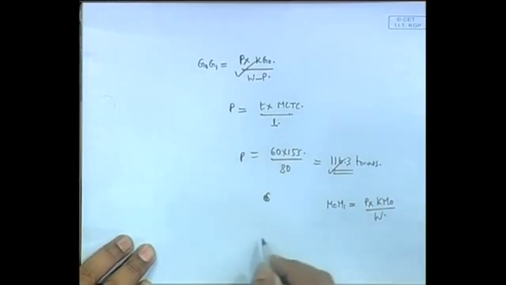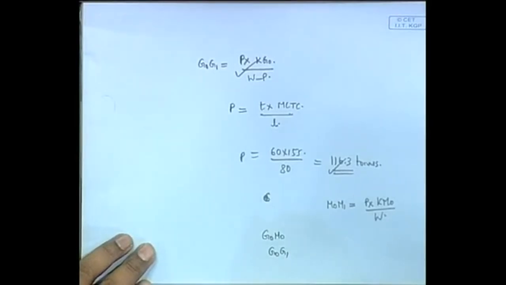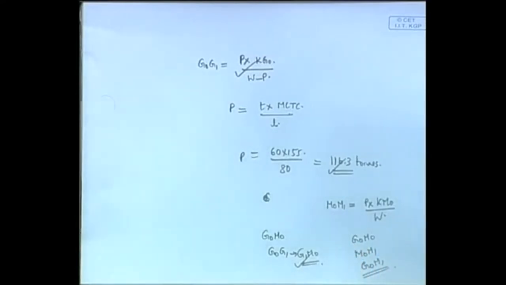Now, there are two ways in which you can solve this. You have your G0, M0 and you have your G0, G1, so you can find your new GM, which is your G1, M0. From this, you find this. The other way is you know your G0, M0, then you know your M0, M1, and you sum them up to get your G0, M1. So initially you will have G0, M0, then you will have G0, M1 or G1, M0, either of these two.